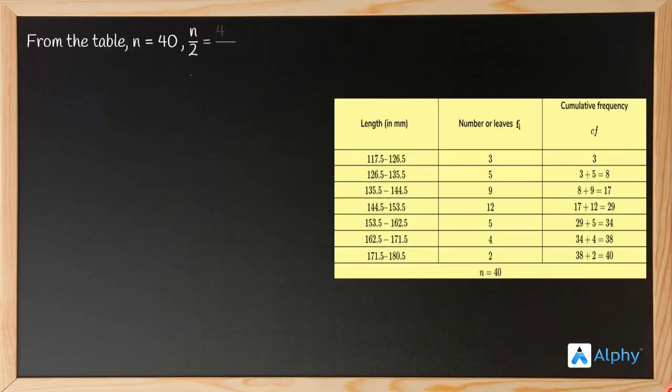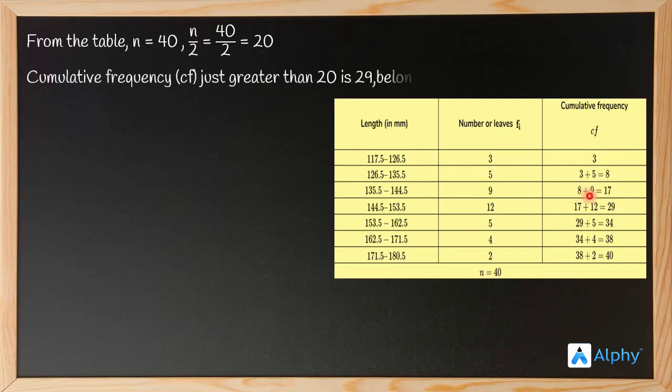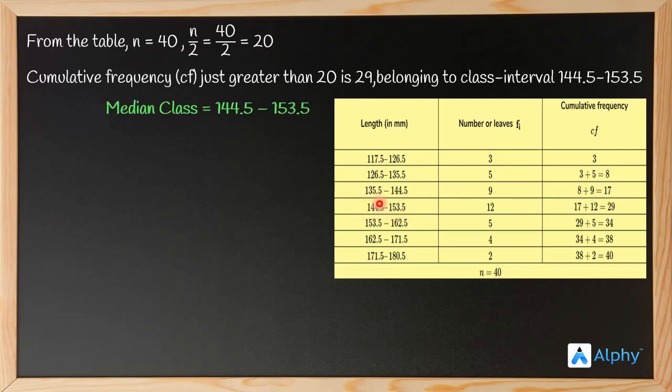Now from the table, we know that n is equal to 40. But to find out the median class, we require the value of n by 2. So n by 2 is given by 40 by 2, which is 20. Now the cumulative frequency just greater than 20 is 29 and it belongs to the class interval 144.5 to 153.5. So we can say that this is our median class.